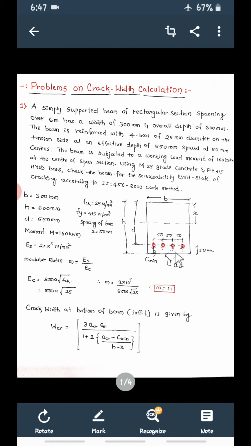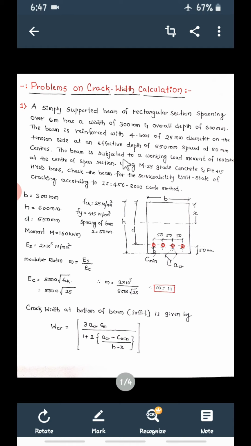So let us solve one problem in which we're going to see how the crack width is calculated for a singly reinforced beam. The problem goes like this: a simply supported beam of a rectangular section spanning over 6 meters has a width of 300 mm and overall depth of 600 mm. The beam is reinforced with 4 bars of 25 mm diameter on the tension side at an effective depth of 550 mm, and these bars are spaced at 50 mm centers.